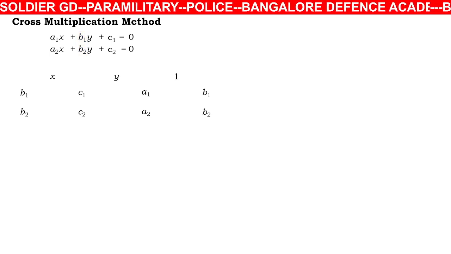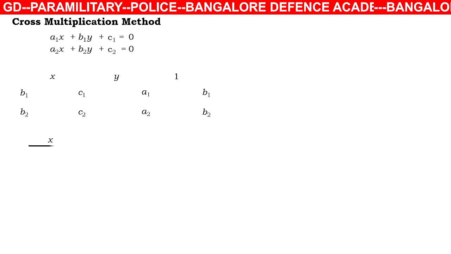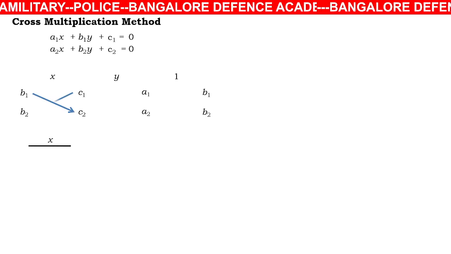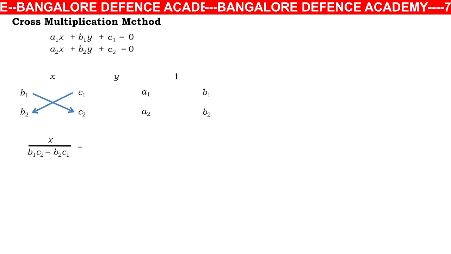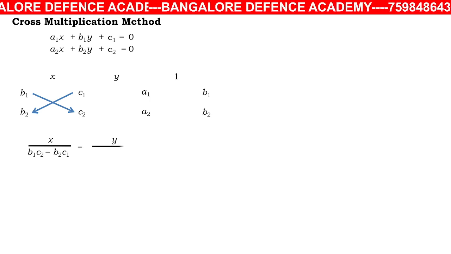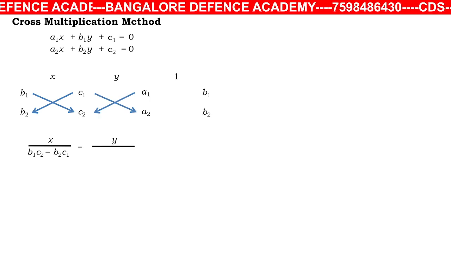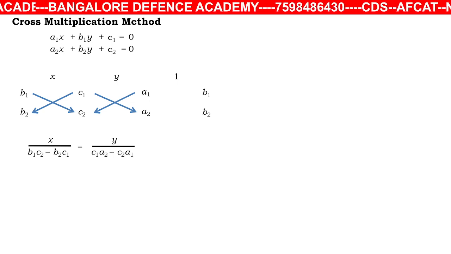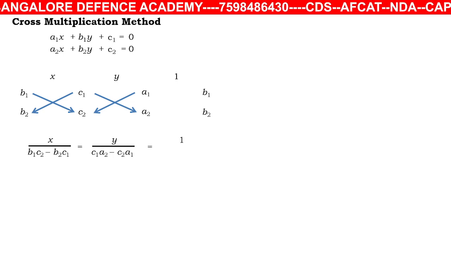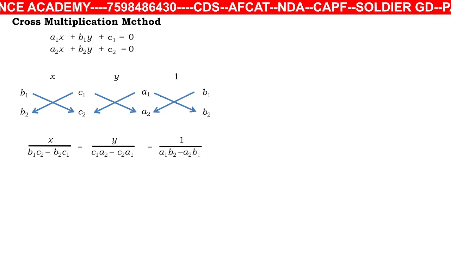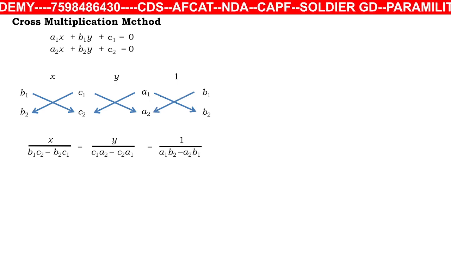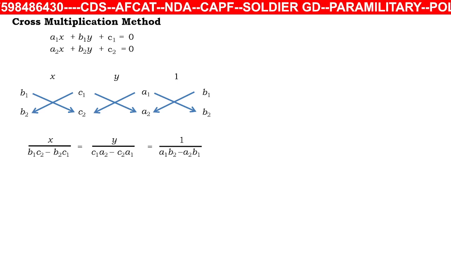Look at this carefully. The formula is x divided by b1c2 minus b2c1 is equal to y divided by c1a2 minus a1c2, is equal to 1 divided by a1b2 minus b1a2. This is the formula for cross multiplication, and now we are going to solve some questions based on it.